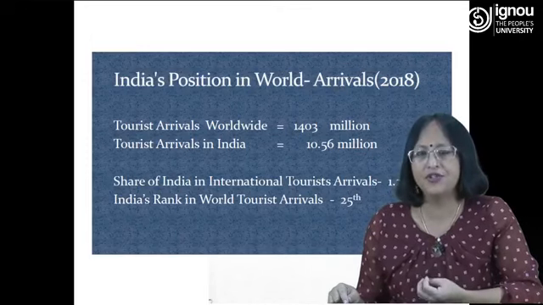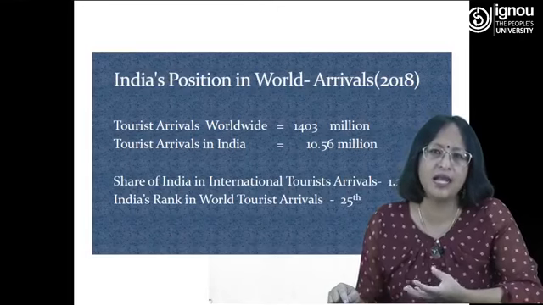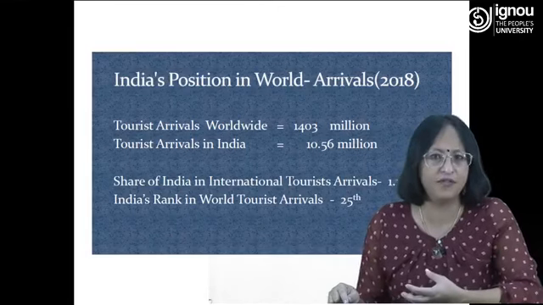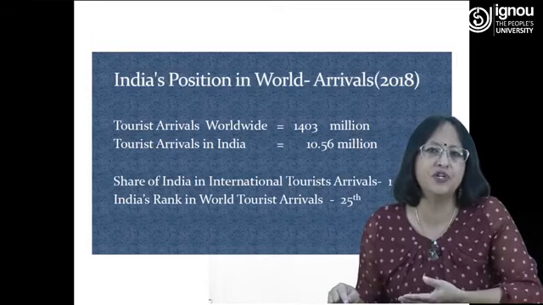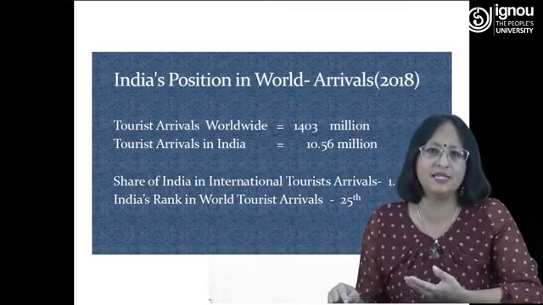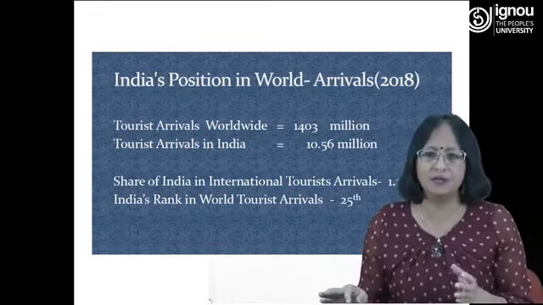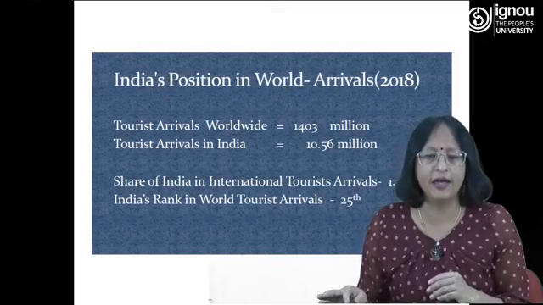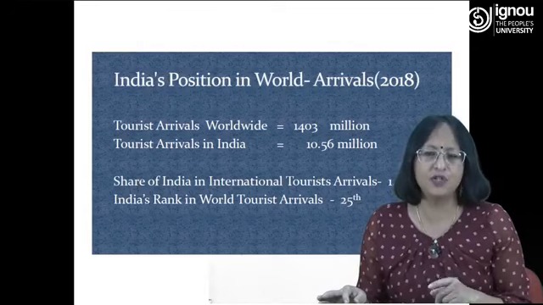And the United Nations organization, the World Tourism Organization, what they do is they collate and collect it from all the different countries. Many times some countries may not be very proactive, they might not be sending the statistics in time. So this difference in some way or the other is always there. So the tourist arrivals in India was at 10.56 million in 2018.